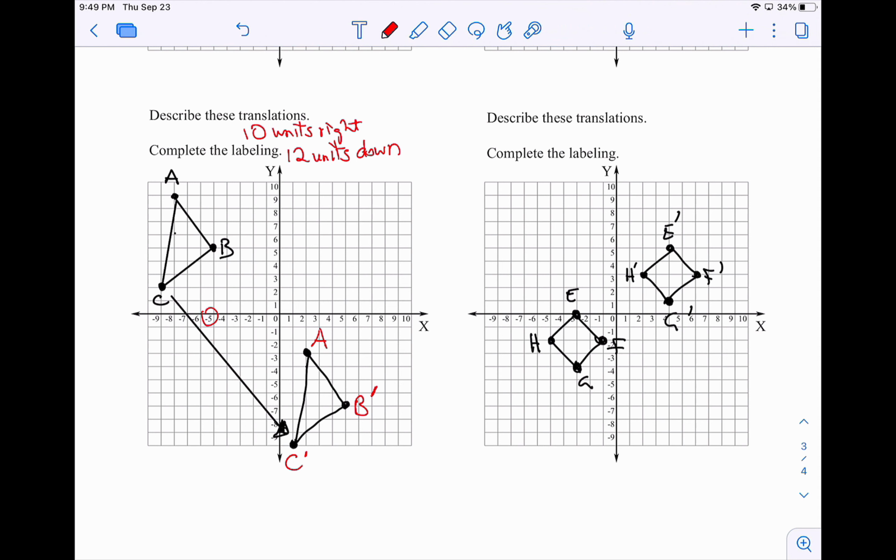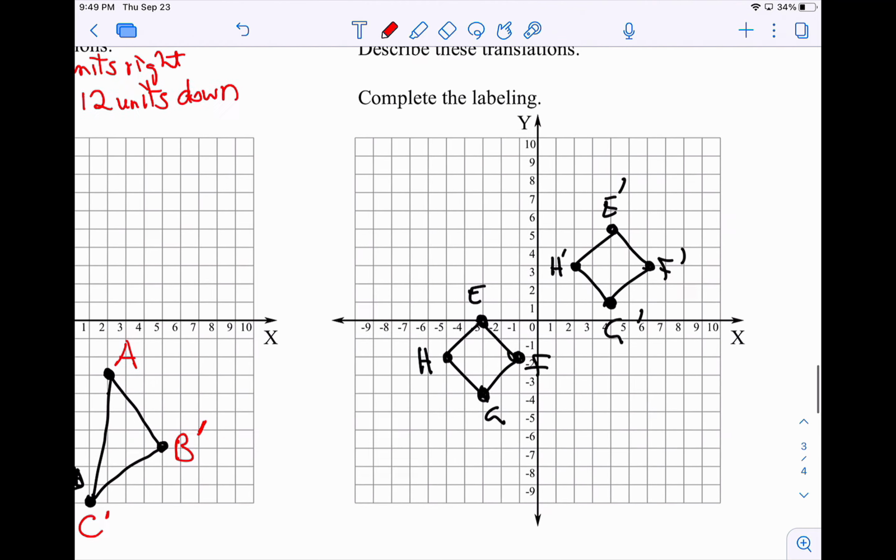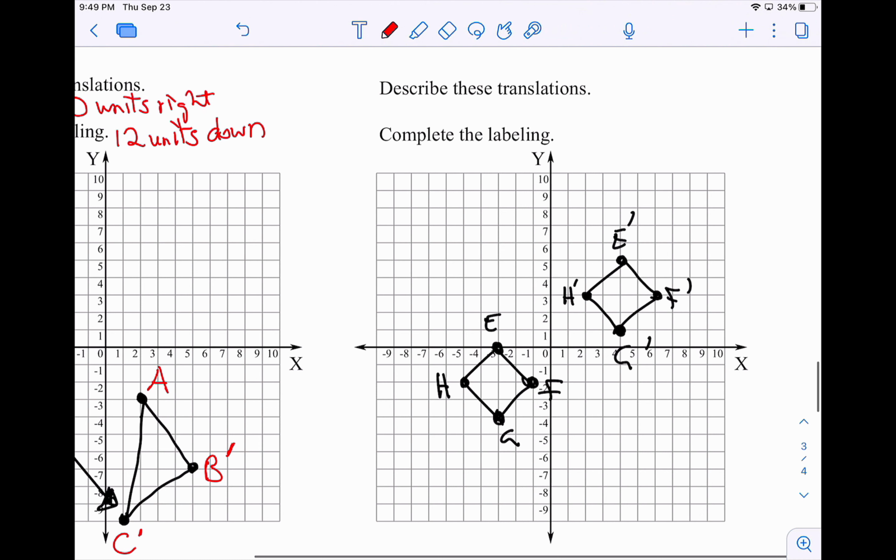Okay, so now we have completed the labeling. We've described the translation properly. Now we'll do this last one here. Describe these translations, complete the labeling. So again, I need to draw my arrow. I'm going to draw this arrow from G to G. Why not? I know this is my new image because it has the primes on it.